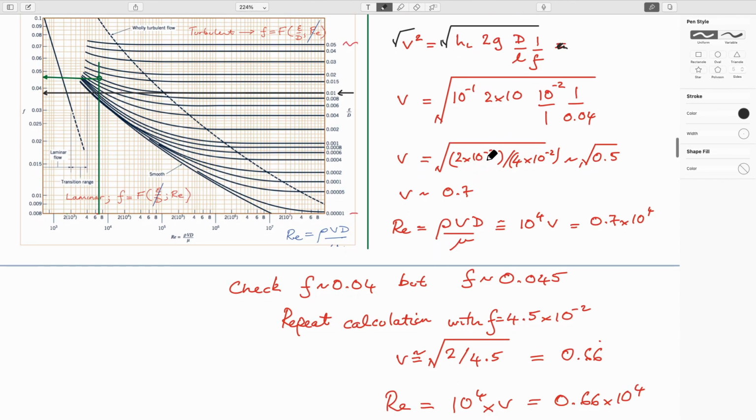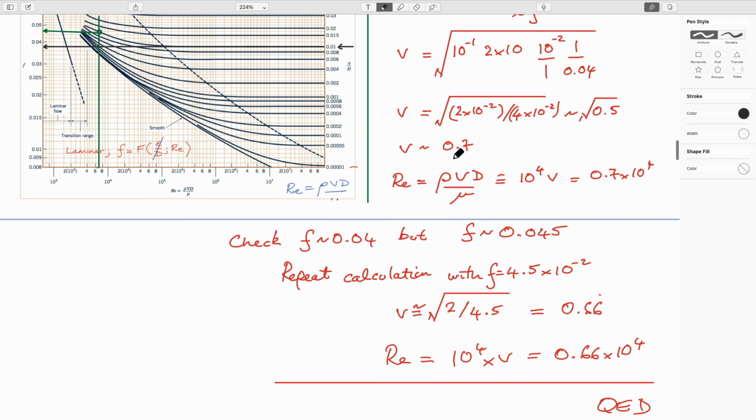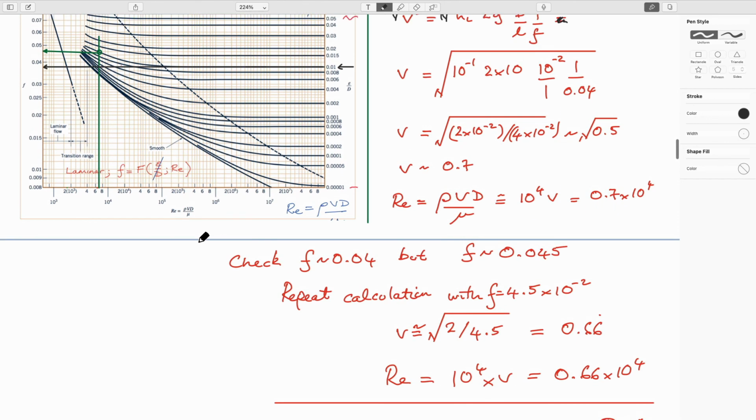You end up with, reducing them, square root 0.5. Square root of 0.5 is about 0.7, as I recall. And so the velocity is equal to 0.7. The Reynolds number is equal to 10 to the 4 times velocity, which is equal to 0.7 times 10 to the 4, or 7 times 10 to the 3. And so you can check whether that's true.